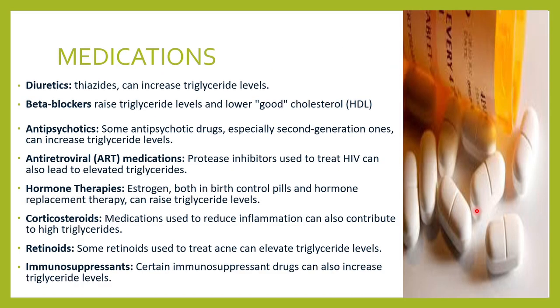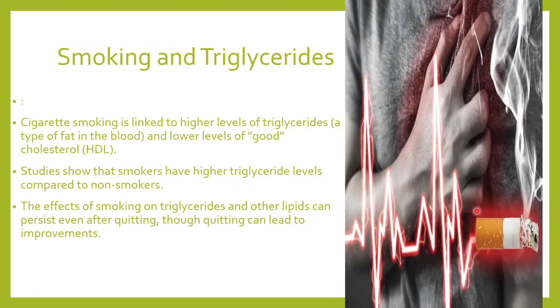Certain medications like thiazide diuretics, beta blockers, antipsychotics, antiretroviral medicines, hormone therapy like birth control pills and estrogen can raise your TG level. Corticosteroids, retinoids, and certain immunosuppressants can also increase your triglyceride levels. Smoking is linked to higher triglyceride levels because it will lower the HDL, affect the clearance of TG, and increase the LDL. The effect of smoking on TG and other lipids persists even after quitting smoking.